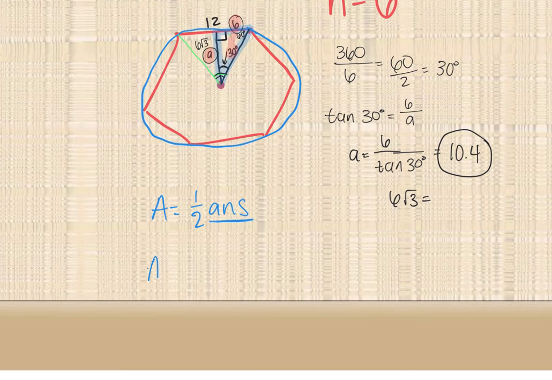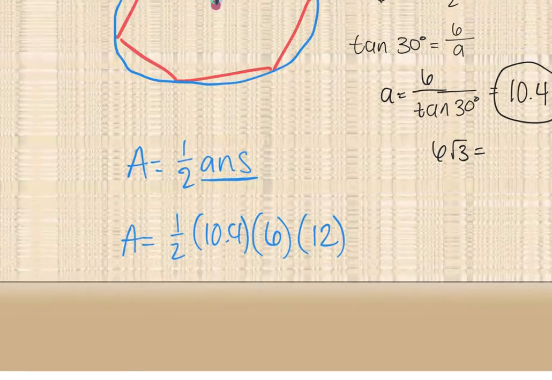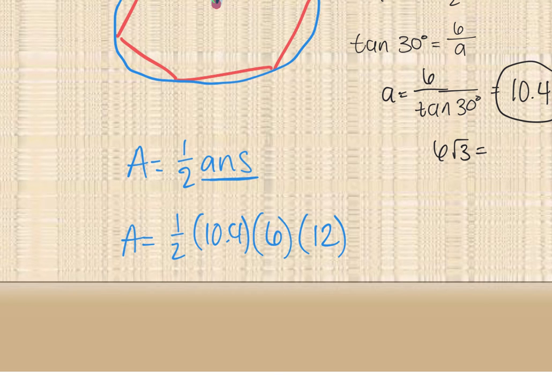So area equals 1/2. What was our apothem? We just found it, 10.4. What was the number of sides? 6. And what was the side length? 12. So you multiply all of them. So we're gonna get that our area is 1/2 or 0.5 times 10.4 times 6 and then times 12, 374.4. Wow, that was a lot.